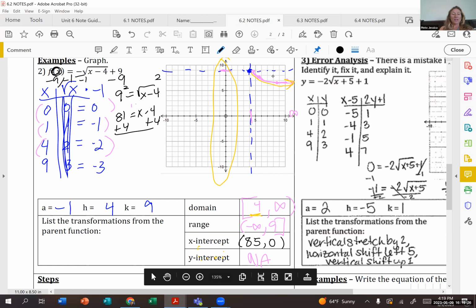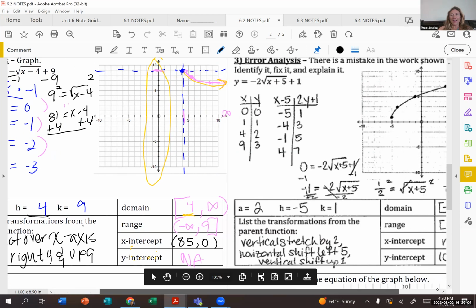And the transformations, we start with A, which was a reflection over the x-axis. Then we look at the H, which was shift right 4 units. And then we went up 9. Great. Okay.